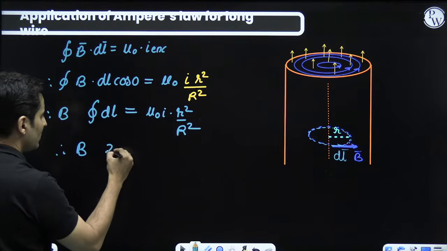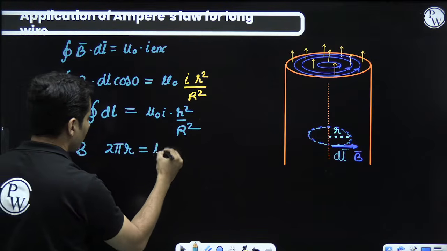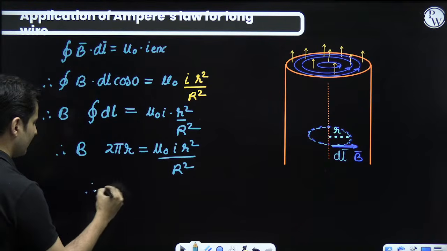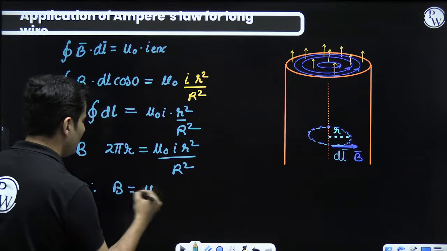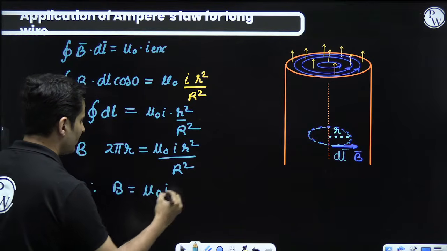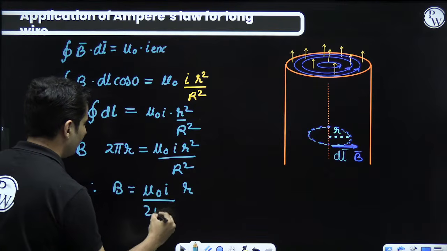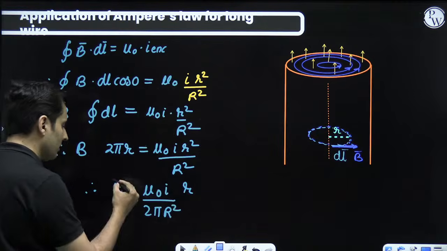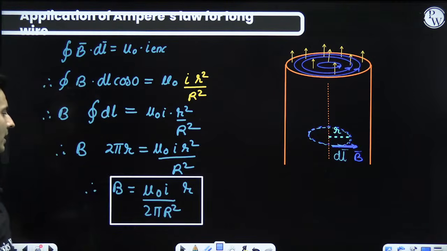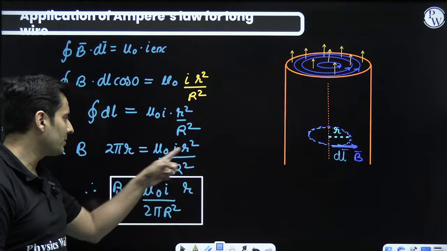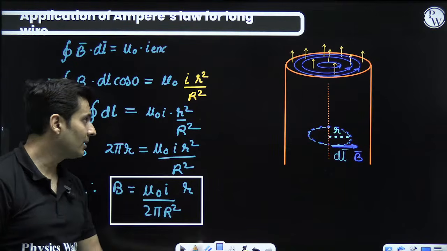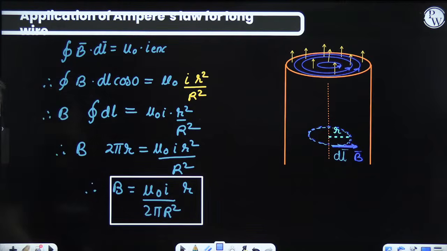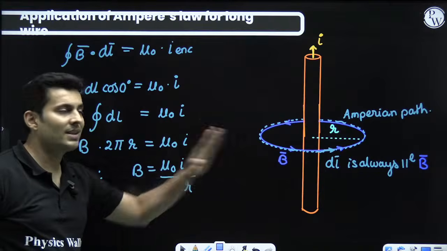Integrating dl, you are just going to get 2 pi small r mu naught current small r square by capital R square. The r cancels, so you will get B is equal to mu naught I, and what I am left with is 2 pi capital R square. Now, should I remember it? Of course, please remember this formula: mu naught I by 2 pi into capital R square, and small r remains over here. But this is the field inside the wire. This was the field outside the wire.